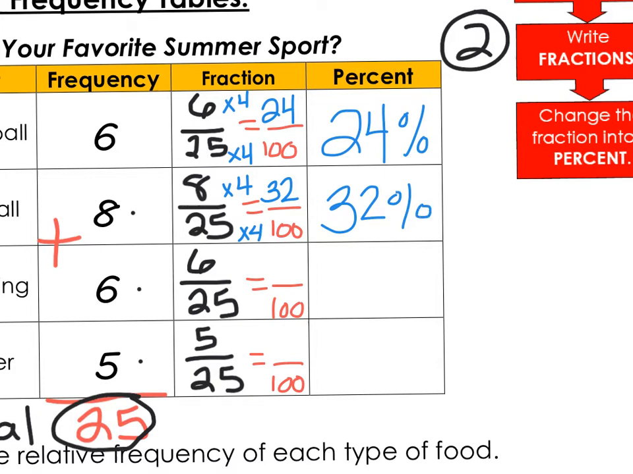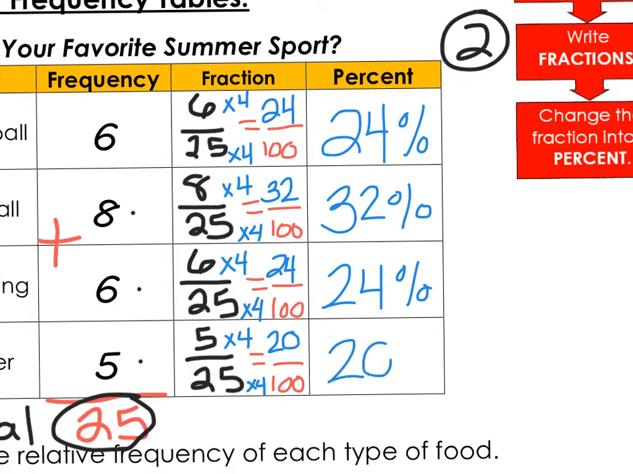And we're going to repeat that again. 25 to 100, that's times 4. So we're going to do 6 times 4. And 6 times 4 is 24. So 6 out of 25 is 24%. But we already knew that from the first one. And then the last one here, 5 out of 25. I'm now going to compare 25 to 100, and I'm going to multiply by 4. So whatever I do to the bottom, I'm also going to do to the top. And 5 times 4 is 20. So 5 out of 25 would be 20%.